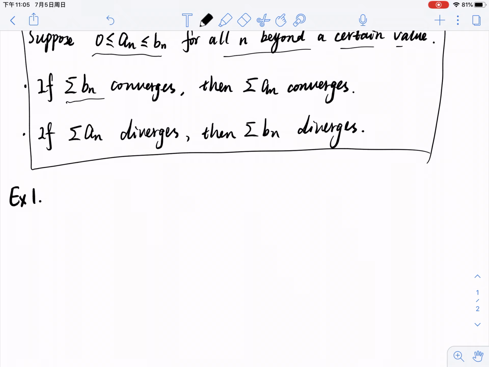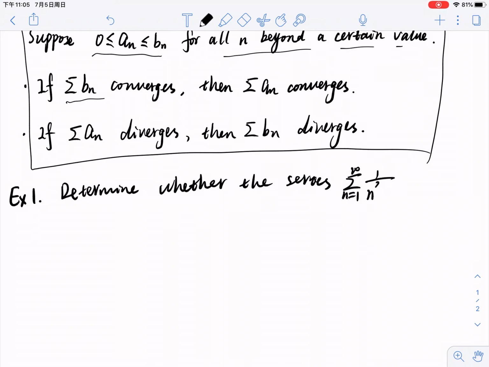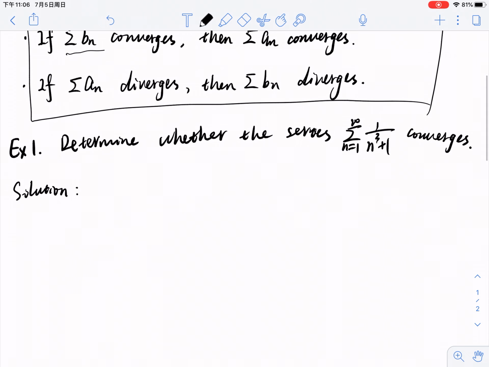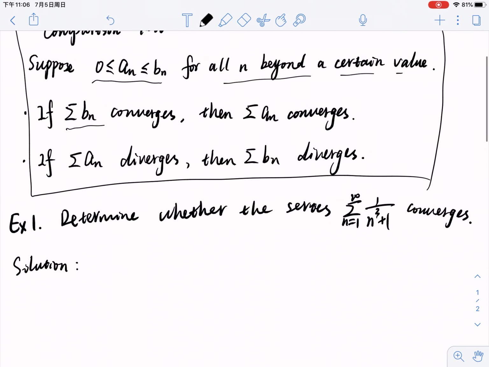Decide whether the series converges. So I want to find another series to compare with this series.